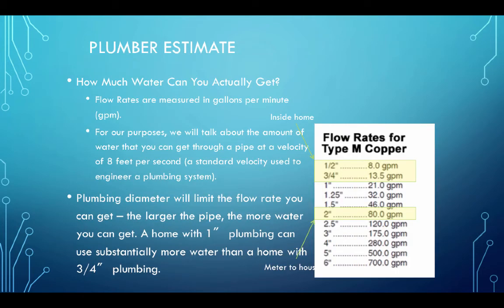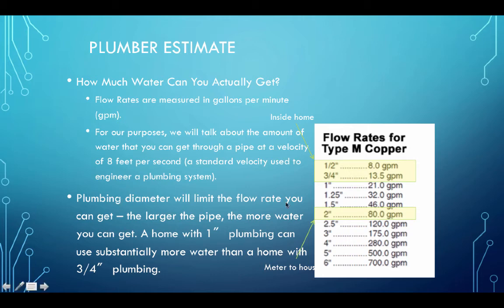Another estimate is we can take different pipe diameters, and the plumbers work out how much water you can actually get. Now, naturally, these all depend on a particular pressure, and generally in plumbing, they assume the pipe velocity in supply is about 8 feet a second, which is the standard velocity used to engineer a plumbing system. So the plumbing diameter will limit the flow rate you can get. So the larger the pipe, the more water you can get. A home with 1-inch plumbing can use substantially more water than a home with 3/4-inch plumbing.